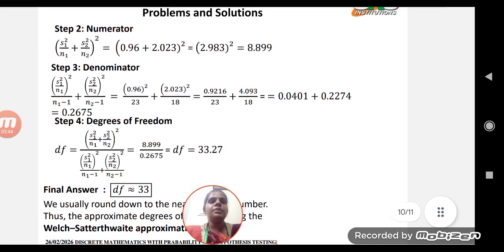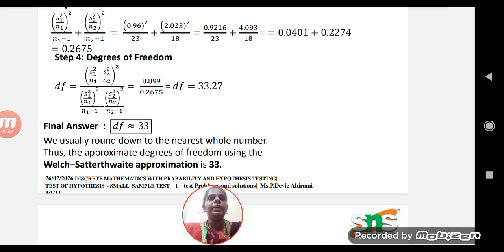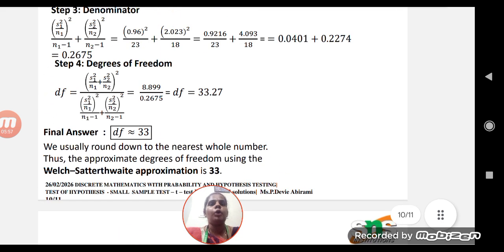So the final answer for using the Welch-Satterthwaite approximation is 8.89 divided by 0.2675. By dividing it, I will get the value as 33. So the approximate value is 33 for that problem.